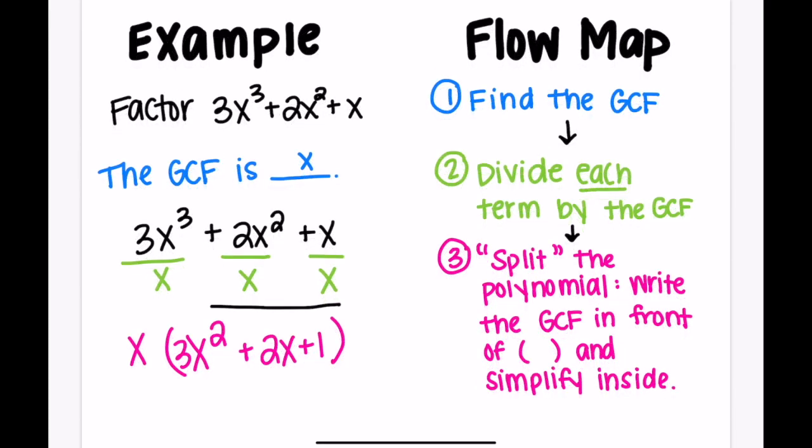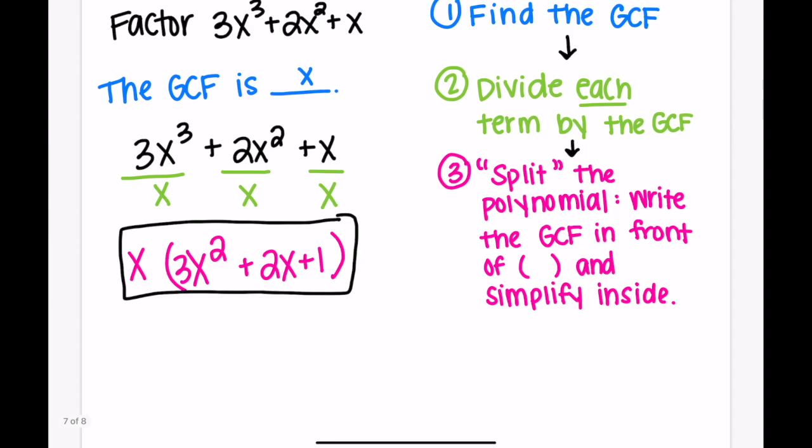Okay, so this is our final answer. But let's make sure that when we multiply, we get back what we started with. So 3x squared times x would give us 3x to the third power. Then x times 2x would give us 2x to the second power. And x times 1 would give us 1x. So that checks out.